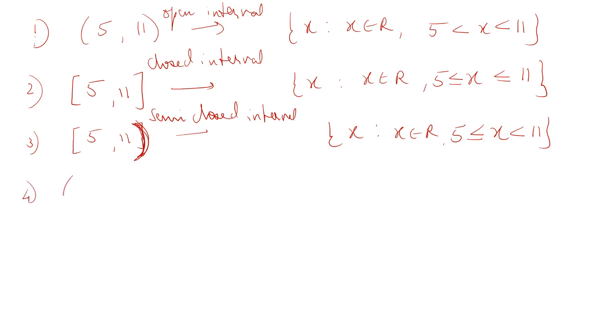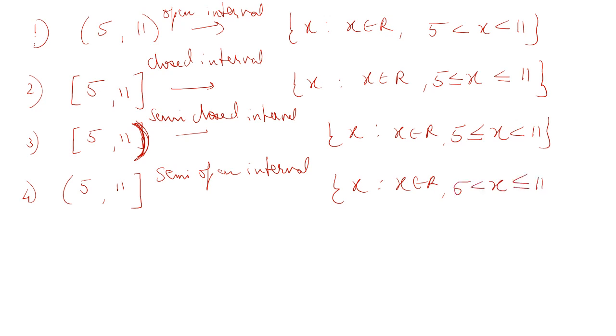And the last one is [5,11). While reading, you also have to read it as a semi-closed interval. And the last one is the semi-open interval. This semi-open interval is x such that x belongs to R, x is greater than 5, excluding 5 and including 11. So these are the four different types of intervals. Remember how we name them, how we denote them, what the roster form is and what the set builder form of these four intervals is.